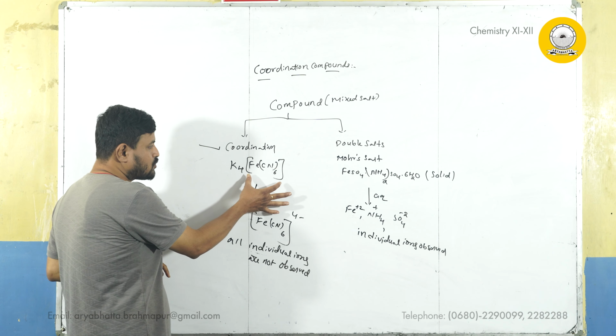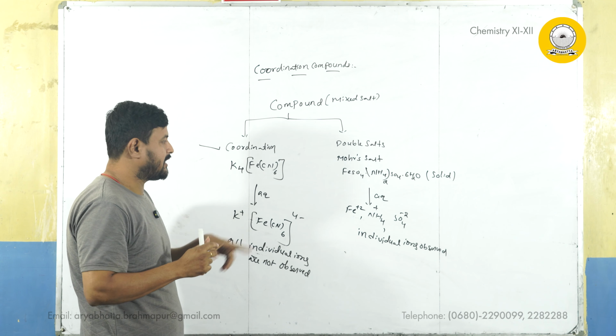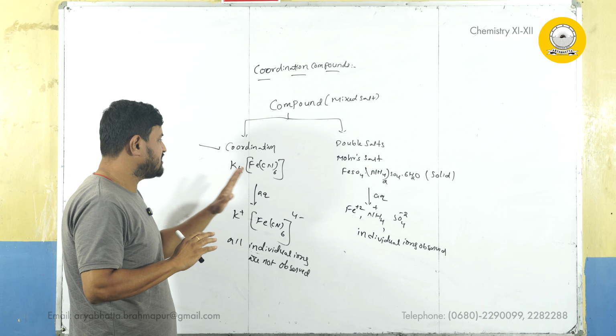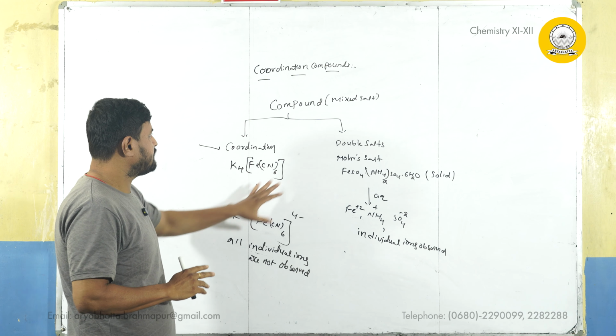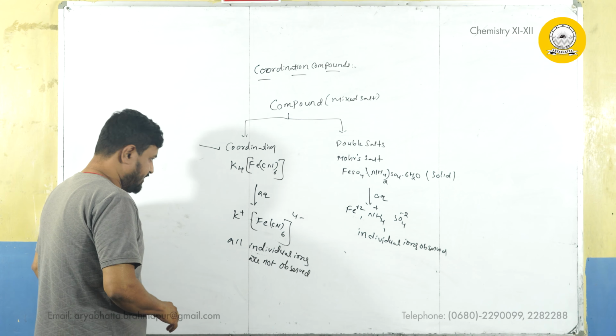Here also there is a square bracket. We indicate the coordination compound inside the square bracket. That means this part is the non-ionizable part. Okay, this is the definition of coordination compound. Okay, next.